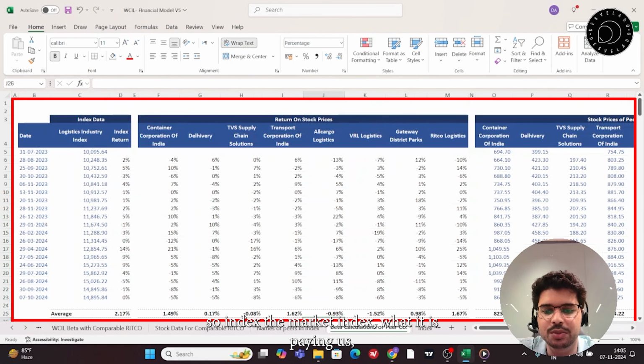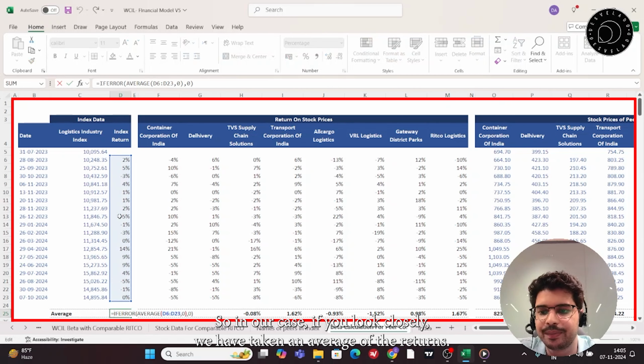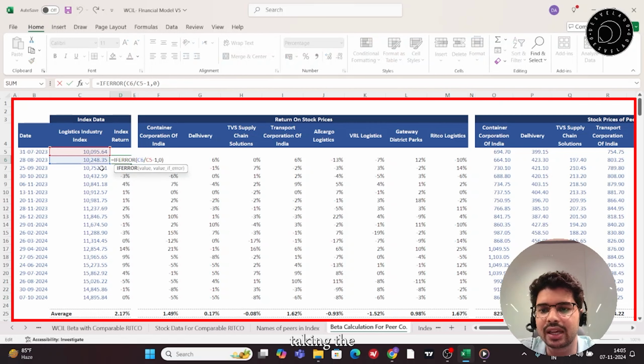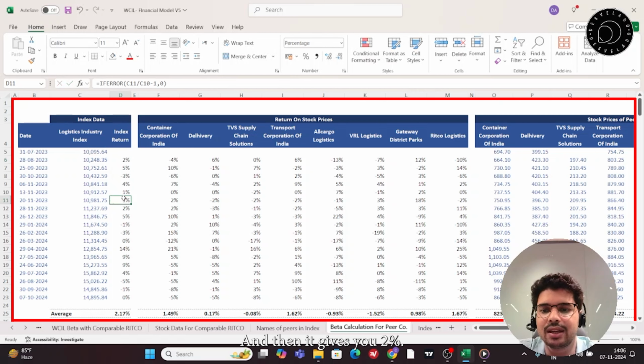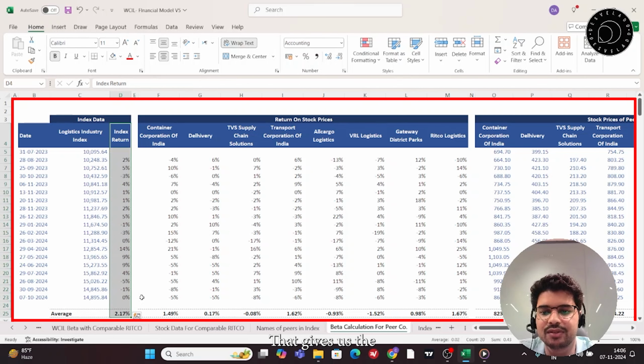For the market index, what it is paying us, we will simply look at the average of the returns that it has given back. So in our case, if you look closely, we have taken an average of the returns. Again, returns are calculated by taking the updated figure. So let's say I'm going down in dates, August price divided by July price minus 1, and then it gives you 2%. And similarly, we've calculated everything like that. So if you look, every formula here represents that, and then we take an average of these returns. That gives us the return on the market.